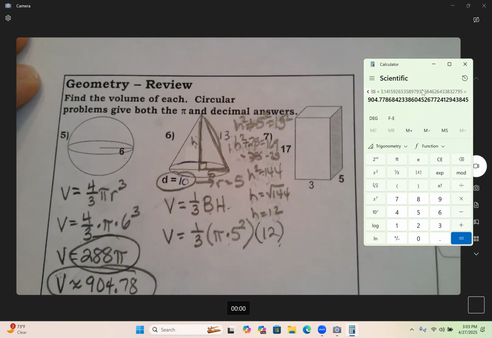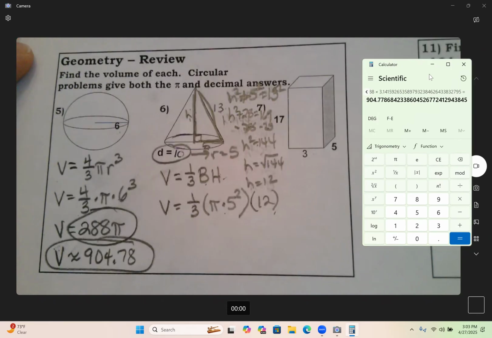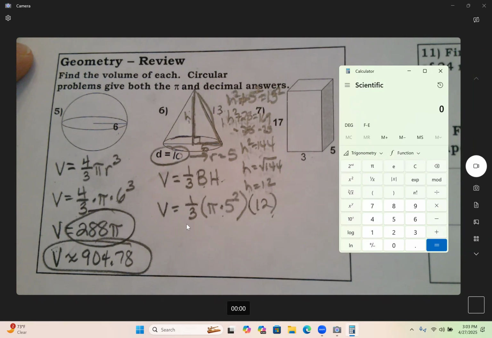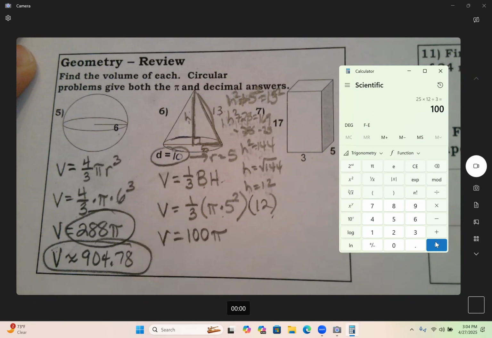Okay. All right. So now, again, we need our answers in terms of pi and also as a decimal. So we're going to do 1/3, then times 25, because 5 squared is 25, and then times 12. Now, in my calculator, again, I don't have a fraction button. So what I'm going to do is 25 first, times 12, and then times 1/3, which is really times 1, and then divided by 3. So I get that the volume of this cone is 100 pi cubic units.